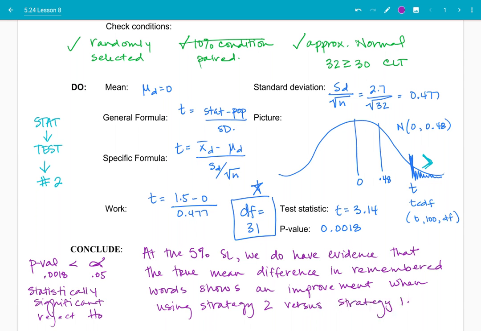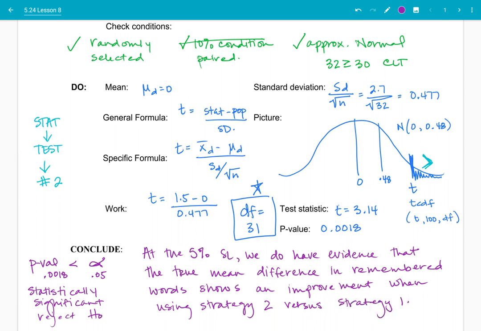Remember that you can also describe what that p-value actually means. You should be able to tell me that if we were assuming there was no difference in the two strategies, then we would have a 0.0018 probability of getting a sample mean difference of 1.5 or more just by chance. The p-value is the probability that our sample happened just by chance. That was such a small probability of seeing this sample happen simply by chance. That's why it was statistically significant.